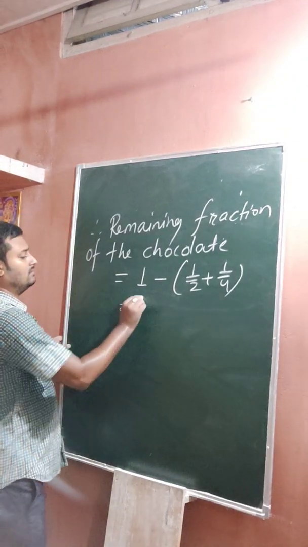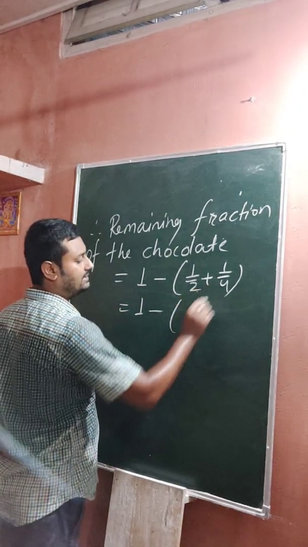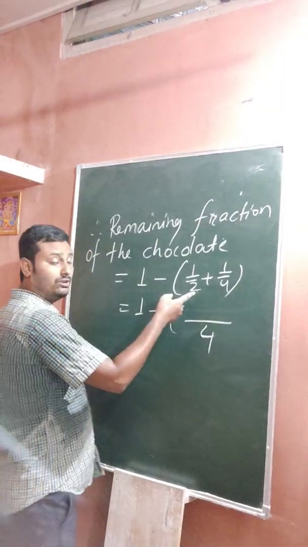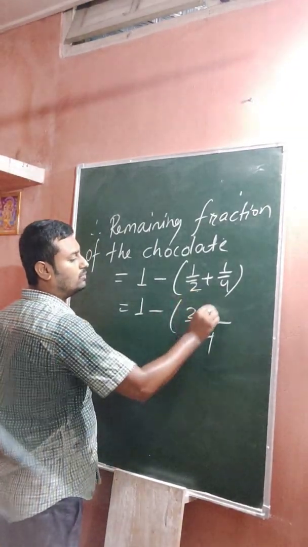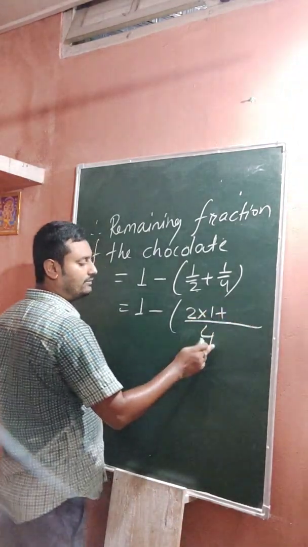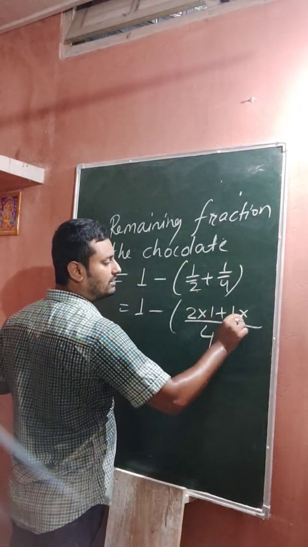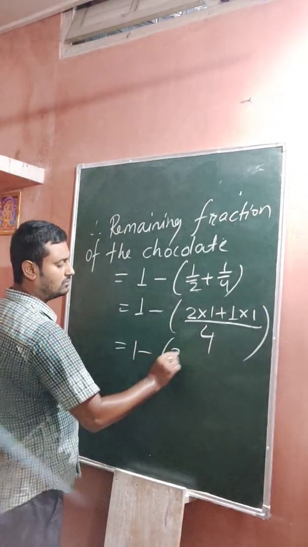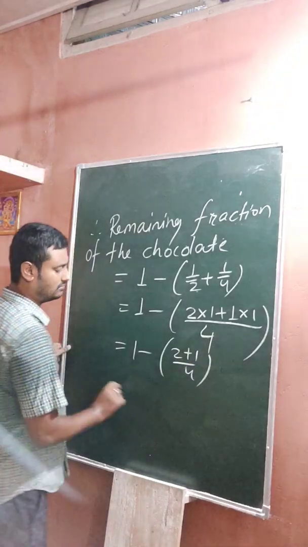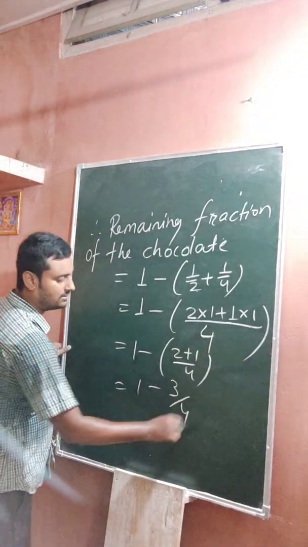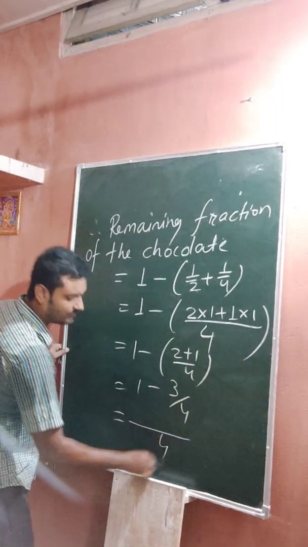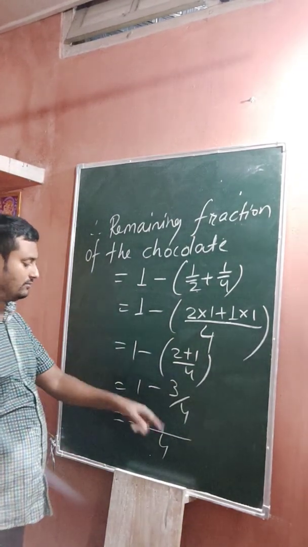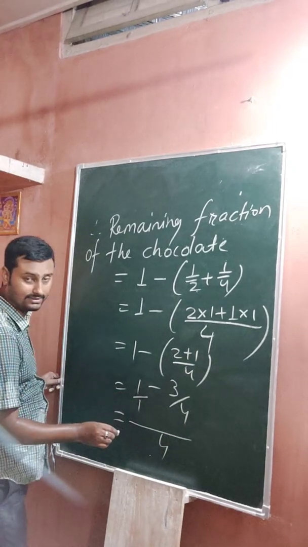Okay, so 1 minus, in the bracket plus, take the LCM of 2 and 4, which is 4. Whenever you divide 4 by 2, you will get 2, into the numerator 1. Plus, whenever you divide 4 by 4, you will get 1, and 1 into the numerator 1. So 1 minus (2 plus 1)/4. So 1 minus 3/4. Again you have to take the LCM. 1 means what? In the denominator again, this is a 1. So the LCM of 1 and 4 is 4.